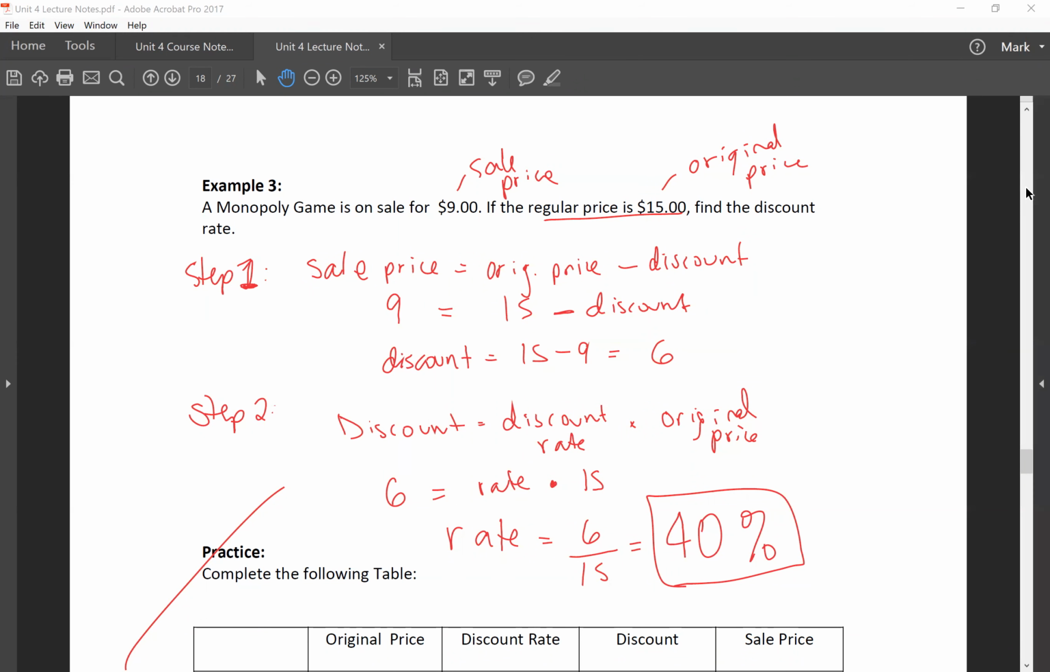Now, guys, I notice in the answer key, that's why I just paused for a second, I'm looking at the answer key. The answer key says 50. It's not. There's no way. It's 40%. I think that's a typo in the answer key.